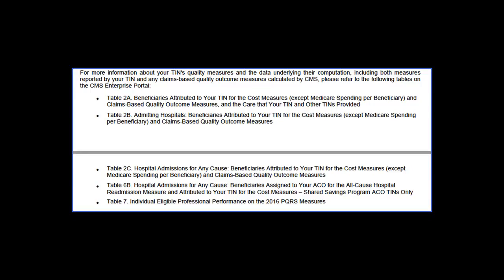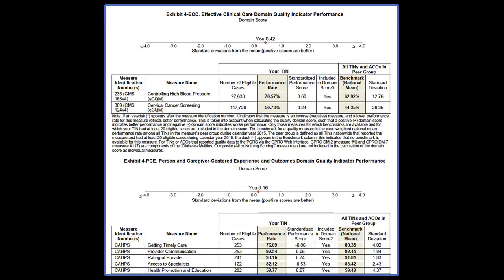However, in addition to the data that an organization chooses to send, there are also other inferences on quality that CMS is able to obtain through claims-based data. And these are also outlined in this slide and available through the various tables in the QRUR report. So looking at the beneficiaries that have been attributed to the tax ID numbers, CMS is able to make inferences from those claims data on performance with respect to quality and outcome measures. It's the combination of those measures plus the reported measures that ultimately lead to the domain score.